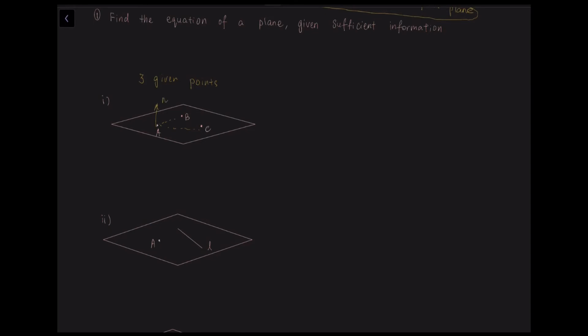And the equation of the plane pi is thus r dot n equals a dot n, where n equals AB cross AC. The second case is if it gives you a point and a line which does not pass through the point. For example, in this case, there is A and there is a line which can be represented using B plus lambda times the direction vector. So in this case, you have got 2 points as well and a direction vector.